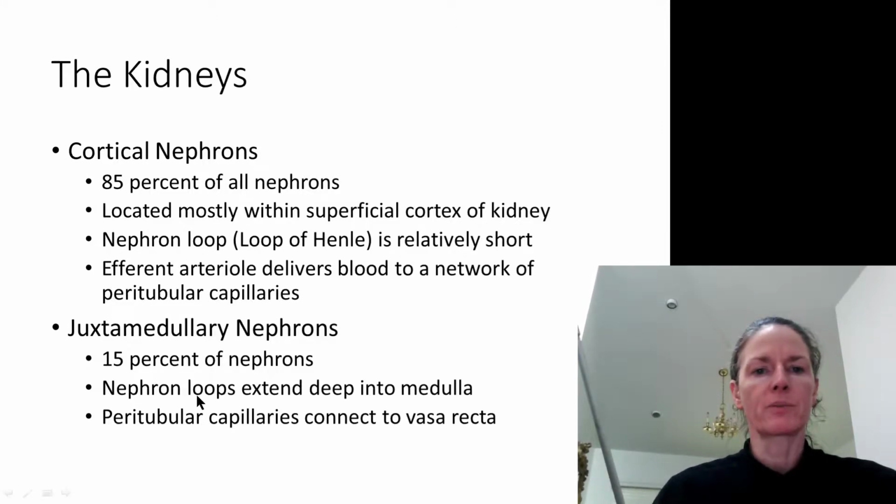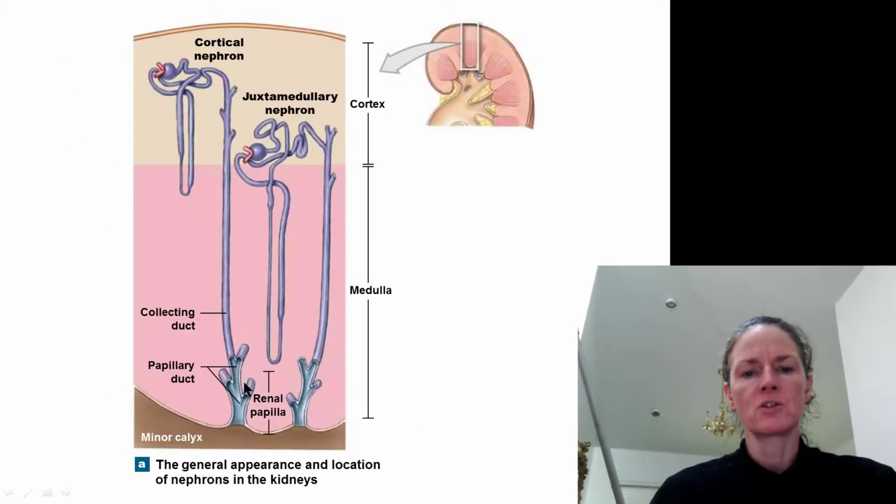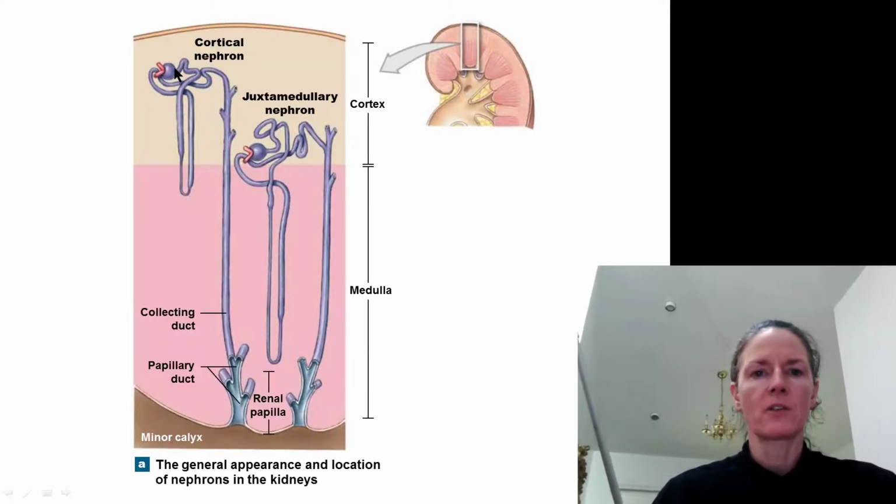Now the cortical nephrons perform almost the same functions as the juxtamedullary nephrons, secretion, absorption, these kinds of things, but we're really going to have the concentration of urine within the juxtamedullary nephrons. All right, so here's a picture.